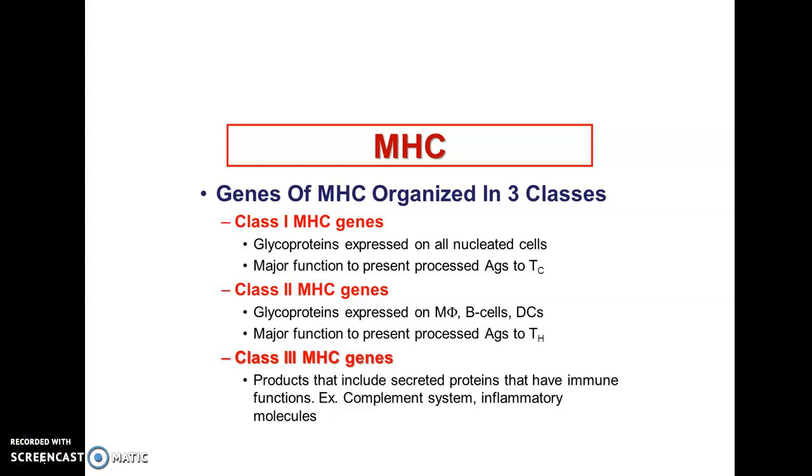So let us discuss today. We are going to discuss major histocompatibility complex. We had discussed in dendritic cells that it expresses MHC class 2 proteins at a high level. So what is MHC? MHC means major histocompatibility complex. It is a collection of genes which produces proteins involved in tissue compatibility, graft rejection, etc.